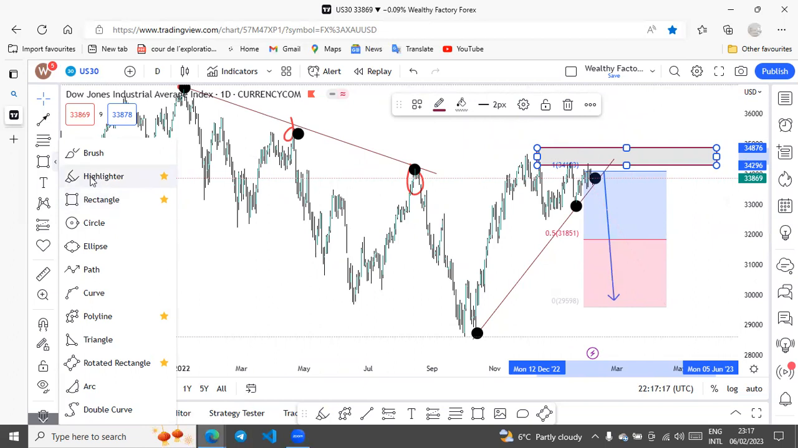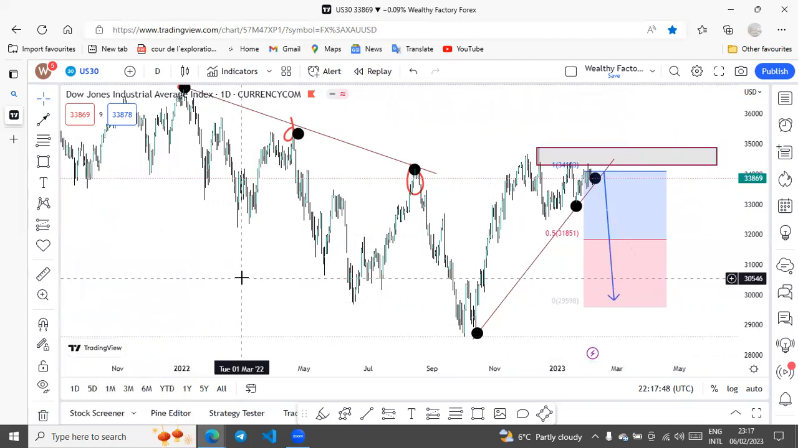Then we have the highlighter, of which I've done here, black. Then we have a brush, which you can use for brushing and whatnot. Then we have circle, I don't use it. Then the path is to show the direction of the market as well. So here I use mainly the rectangle, highlighter, and the path. The polyline, of course, I use sometimes when I'm trying to teach something which is not important for you guys.